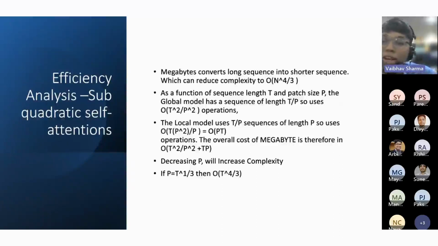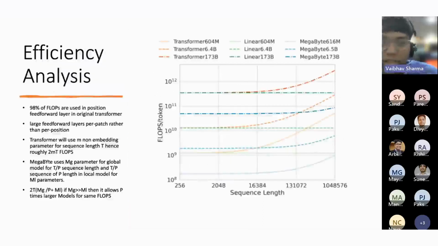And for our local models, we'll have k sequences, each of size p. So the complexity for attention will be p squared, and then we'll have k sequences, so k times p squared. So it will make the complexity to be pt. Since patch size is a parameter that we can control, let's take p to be t to the power 1/3. Then the complexity will turn out to be t to the power 4/3, which is subquadratic, as compared to the normal transformer, which is t squared. So this is where they are saying they have improved the time usage and the complexity by making it subquadratic.